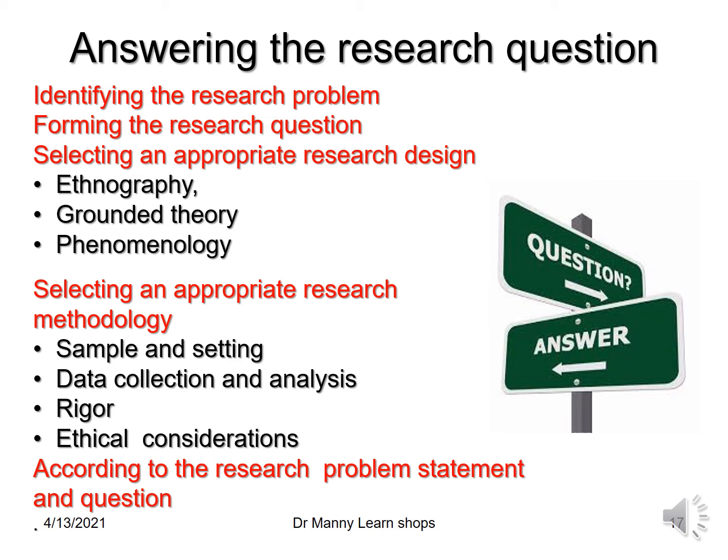So answering the research question, you've got to be able to identify the research problem. And this is by forming the research question and selecting the appropriate research design. That's where you're going to have most of your problems. Formulating the research question in conjunction with the research problem, the problem statement, and then selecting the appropriate research design or approach to answer that question. Could be ethnographic, phenomenological, grounded theory, or other. There are others.